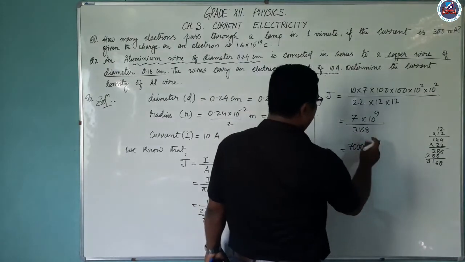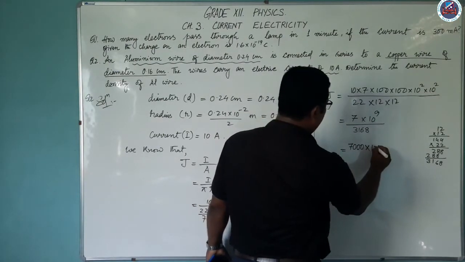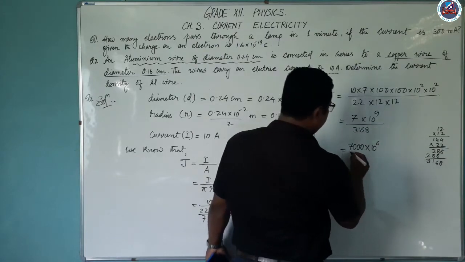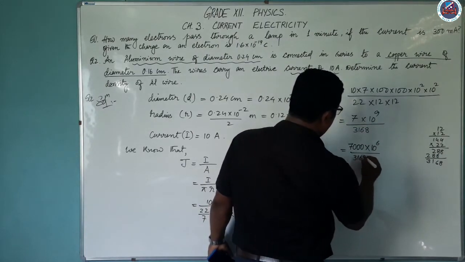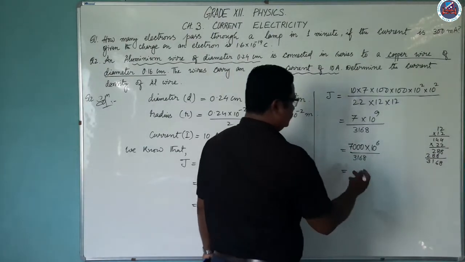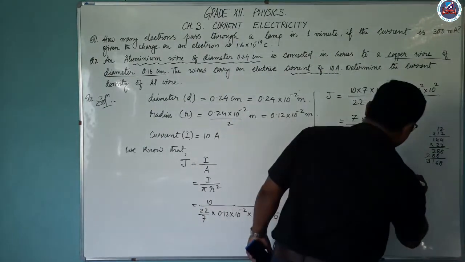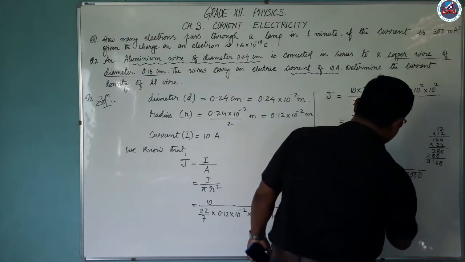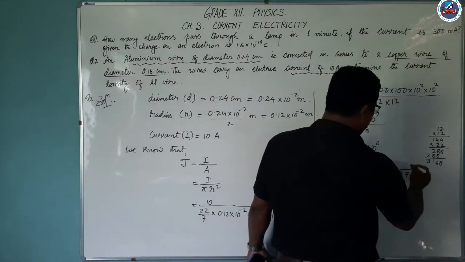Then how many zeros have you borrowed? 3. So how much will remain? 6 here. 3 is borrowed by 7. This is 3168. Now you can divide these two and get the final answer. 7,000 divided by 3168. Surely 2 times.